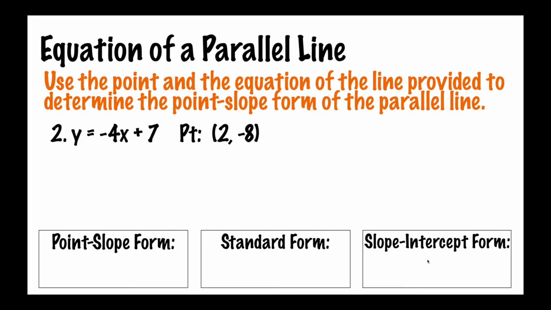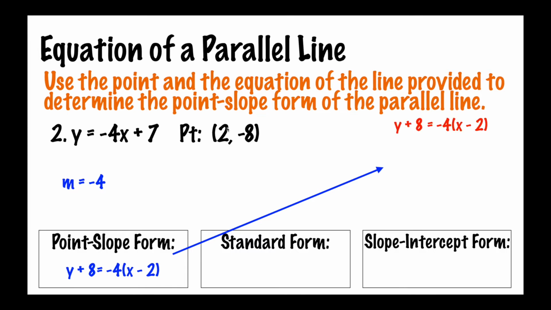In the next example, we start the same way. Now this one, they give us the line in slope-intercept form, but we can still identify that the slope is negative 4. From there, the point-slope form of this line is going to be y minus the negative 8, so y plus 8, is equal to negative 4 times the quantity x minus 2. From here, when we go to put this in slope-intercept form, I'm going to distribute the negative 4 in, which gives me y plus 8 equals negative 4x plus 8.